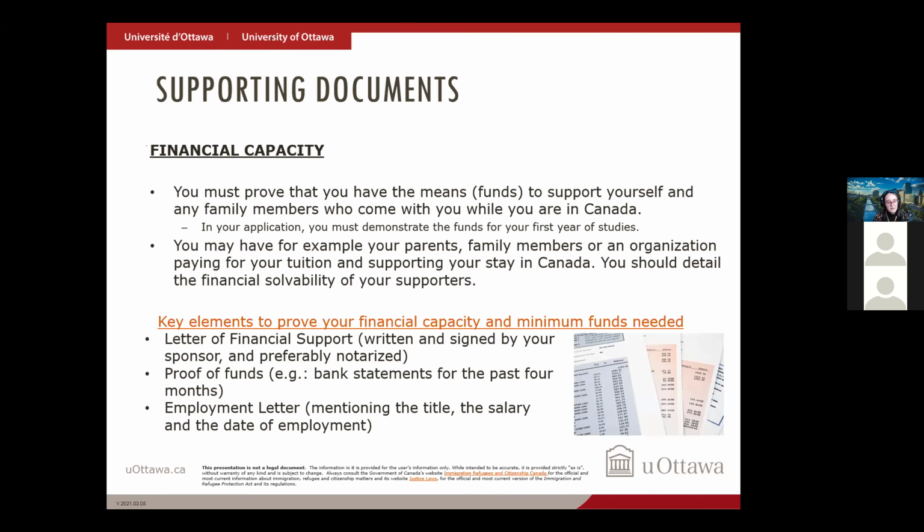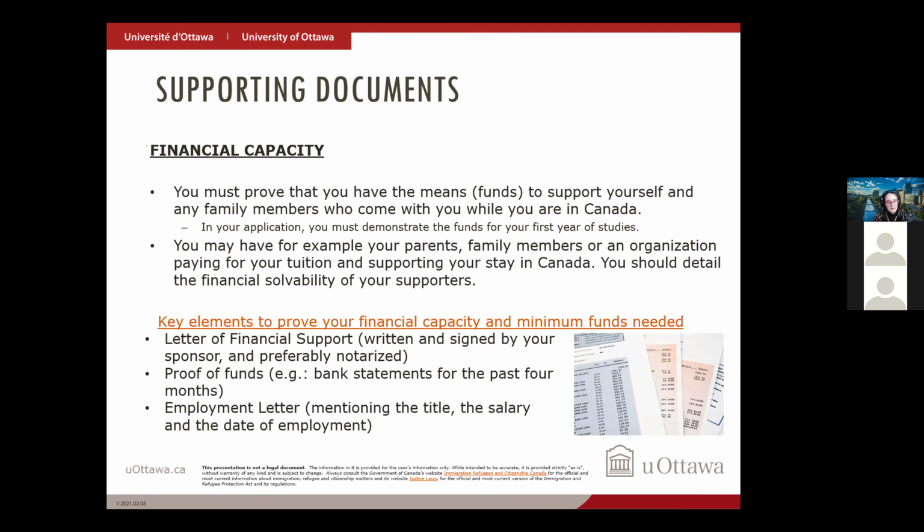So if you have, for example, your parents or an aunt, uncle, family member, or friend who's going to be helping you with your tuition fees or supporting you in Canada, you should detail their financial solvability. If the money is not in your own bank account, you will need to include the bank account of someone else, the person who is giving you money. And more than that, you need to then link that person's financial info to you.